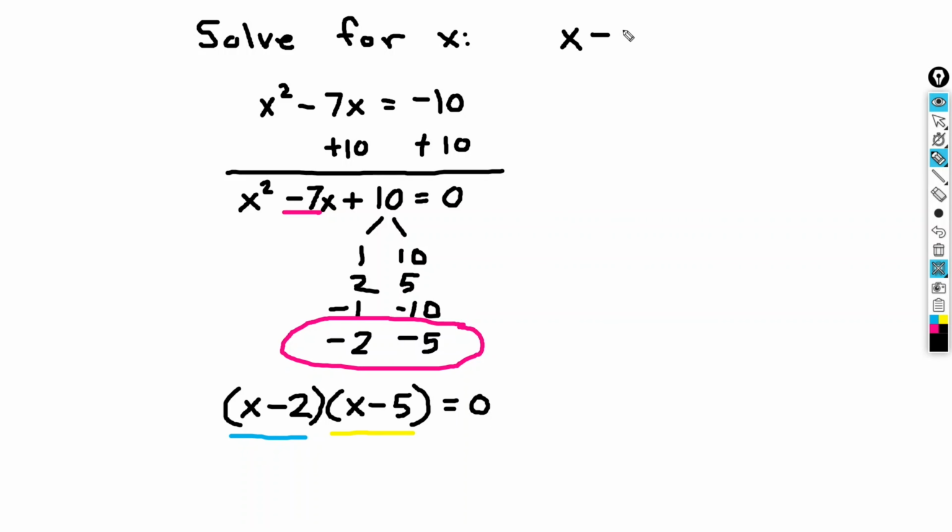So I'm going to say x minus 2 equals 0, and we'll add 2 to both sides, and we'll get x equals 2. I'll also set x minus 5 equal to 0.